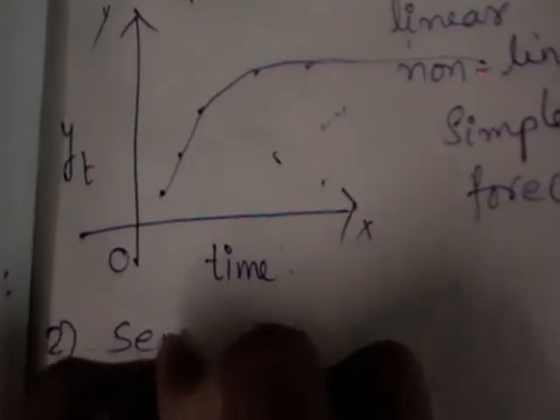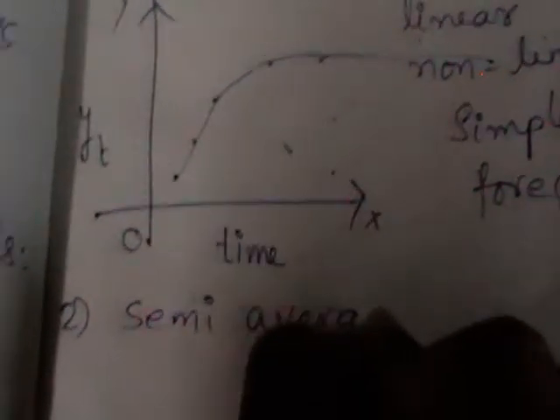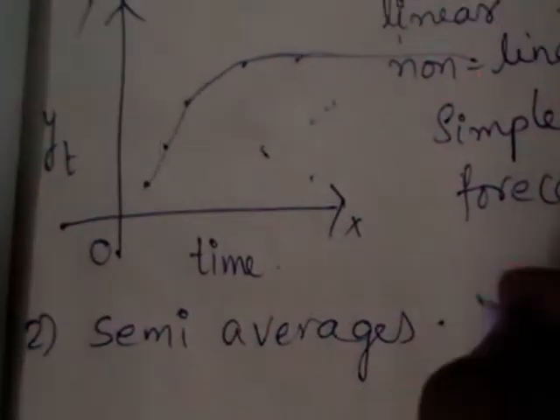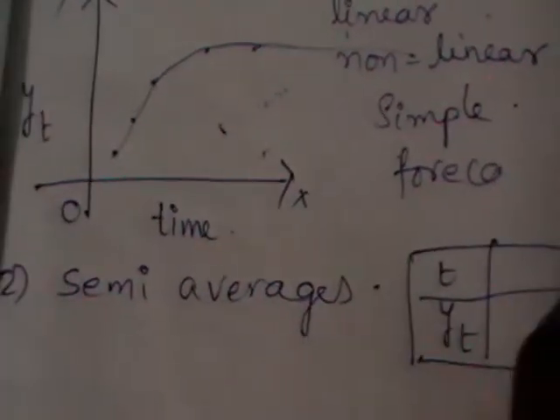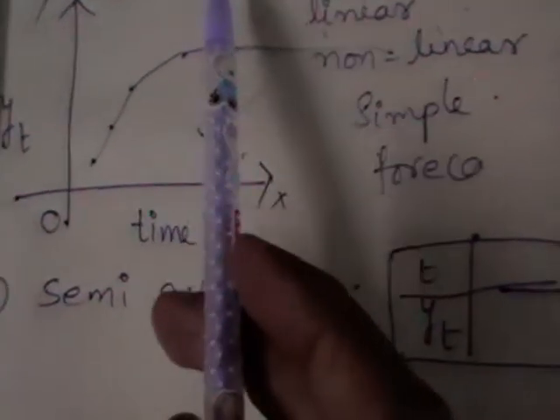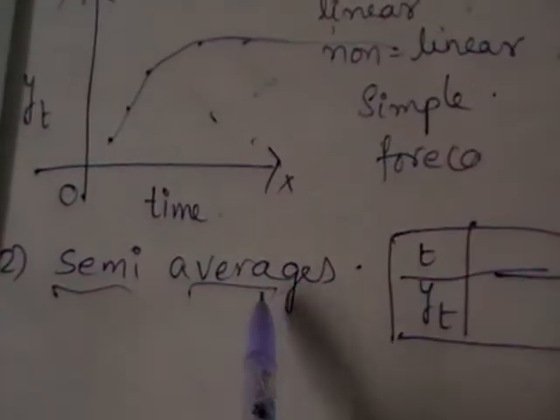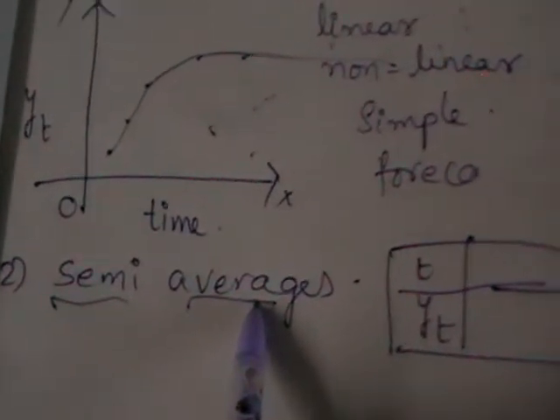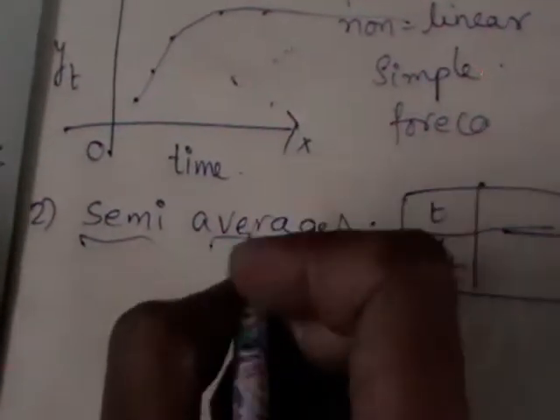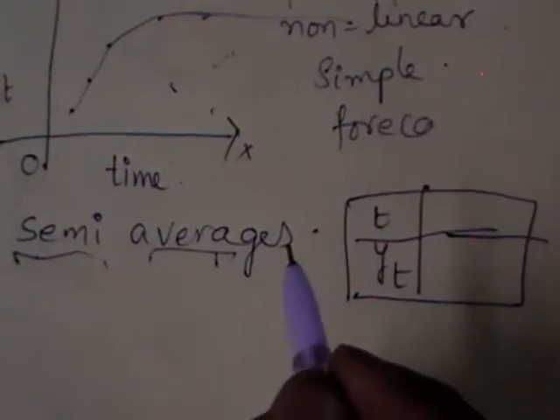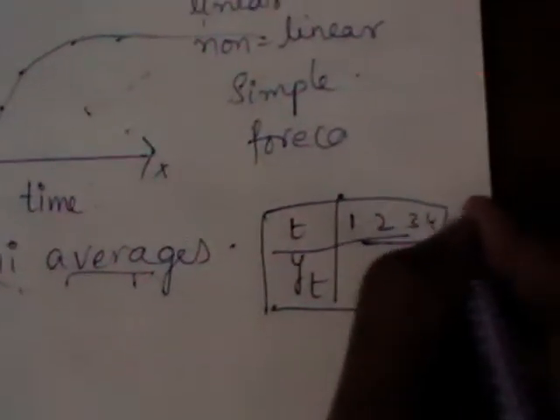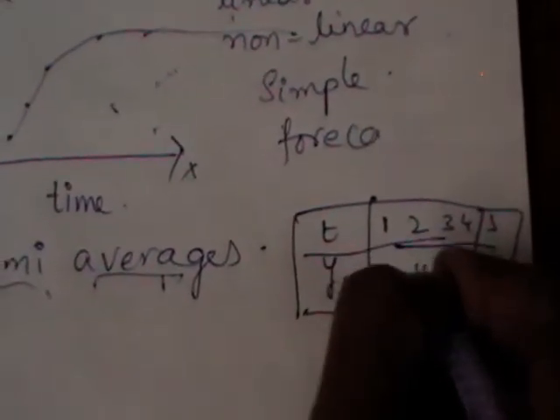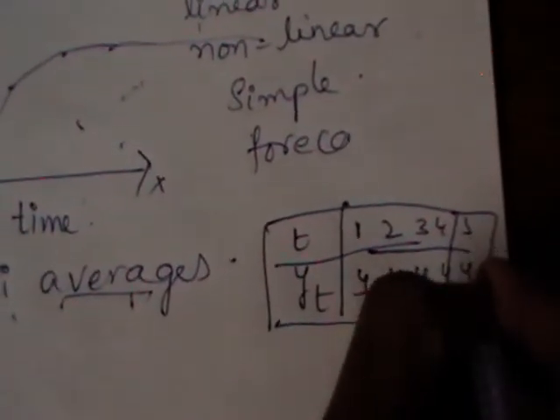The second method is the semi-averages method. What is this semi-averages method? What are the two variables under time series? Time t and variable yt. The name itself indicates that in the graphical method we are representing the data on the graph sheet. Here, semi-averages: average means either mean or median or mode, especially mean. Semi means half. So for the given time series, let us say that you are given 5 time periods: y1, y2, y3, y4, y5.